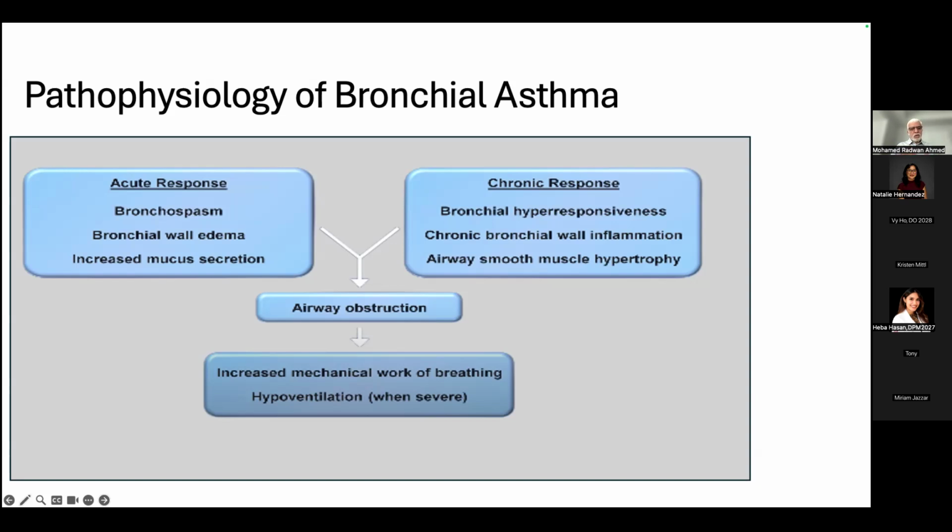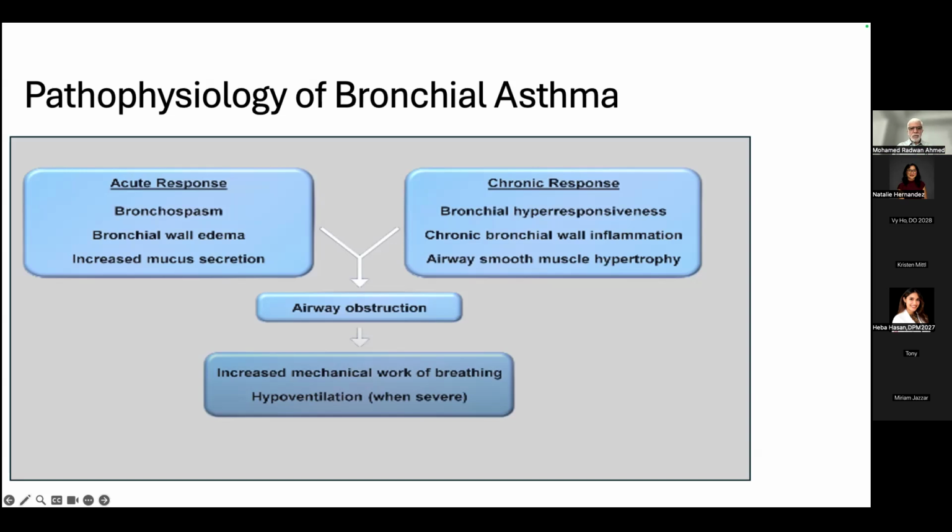And this becomes repeated over weeks, months, and years. This response becomes chronic now. So the chronic response will bring hyperresponsiveness of the bronchi with chronic bronchial wall inflammation, as we talked, and remodeling, airway smooth muscle hypertrophy and/or remodeling. So if you think the acute response is gonna be reversible, gradually it becomes continuous, like either there is an allergen or not, the patient will have some degree of bronchospasm or bronchial obstruction.